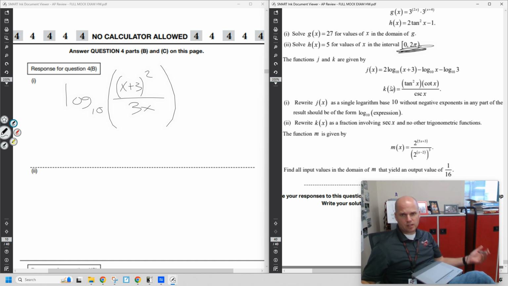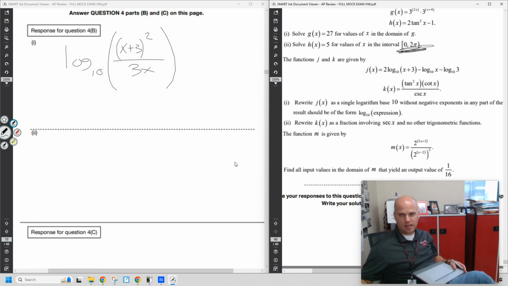All right, to the question of the day. This silly question about k, rewriting it as a fraction involving secant and no other trig functions. Here's the answer to what they give you. And here's what I actually think they were trying to ask. We'll start with what they're giving us.